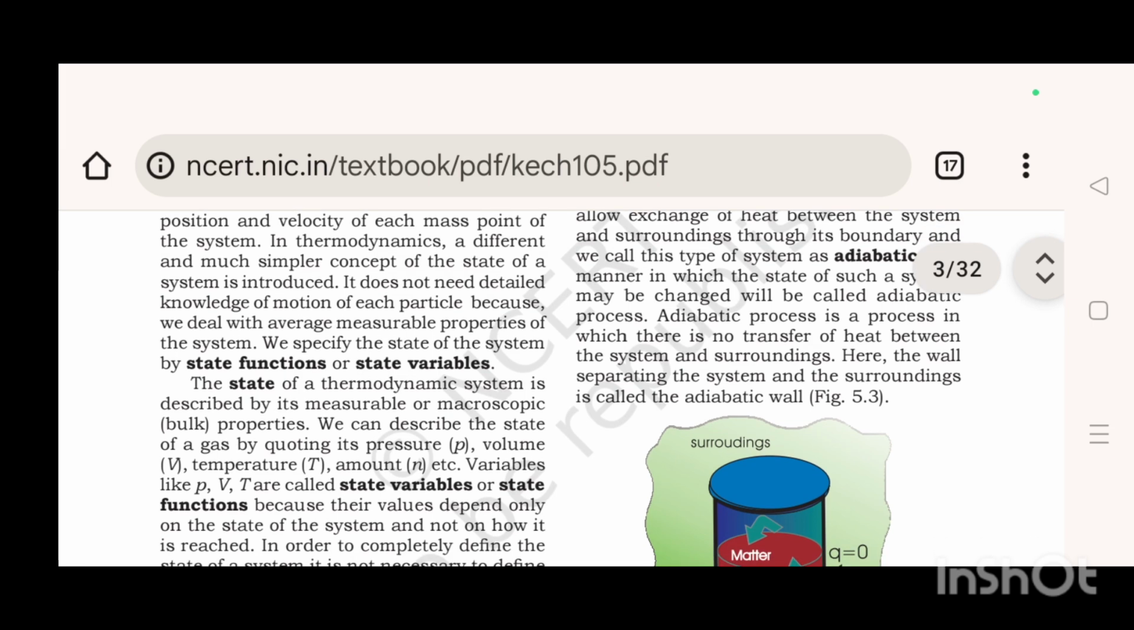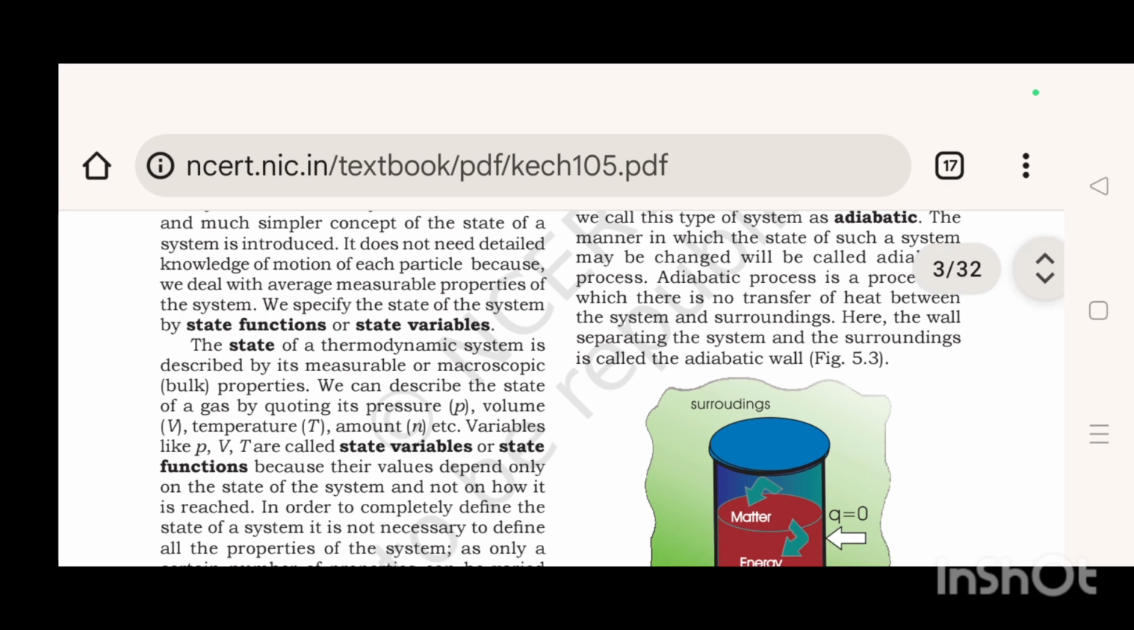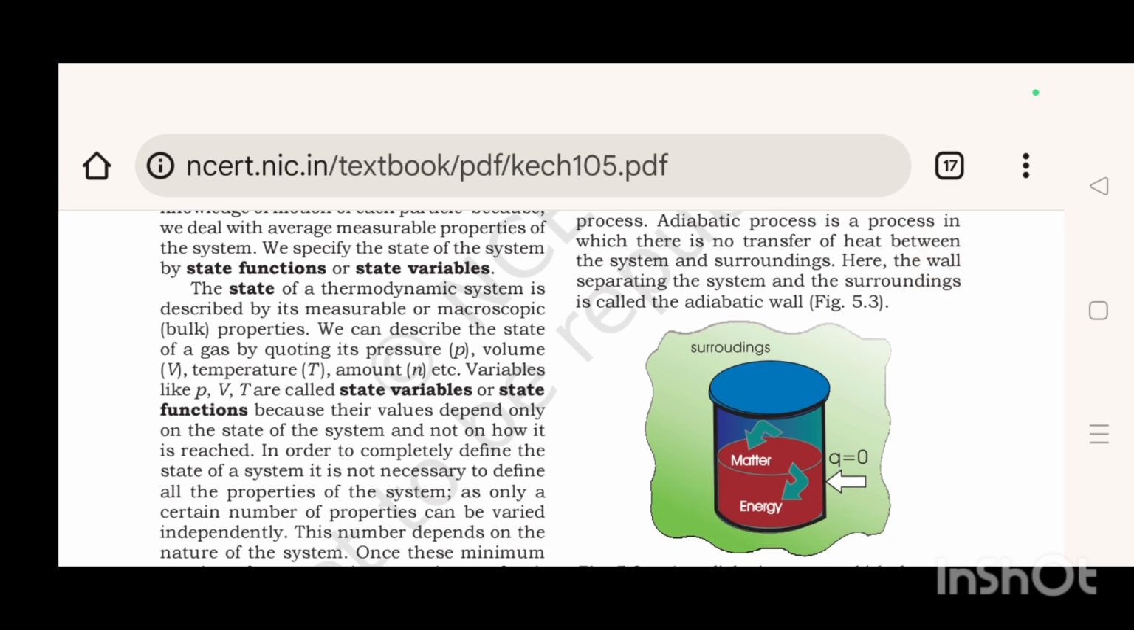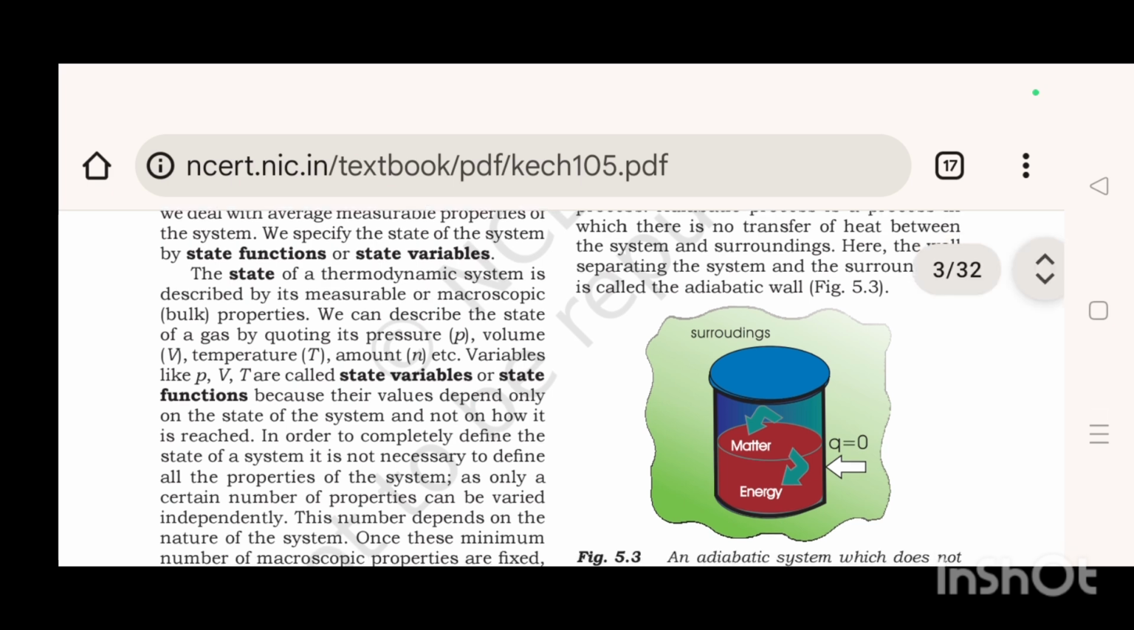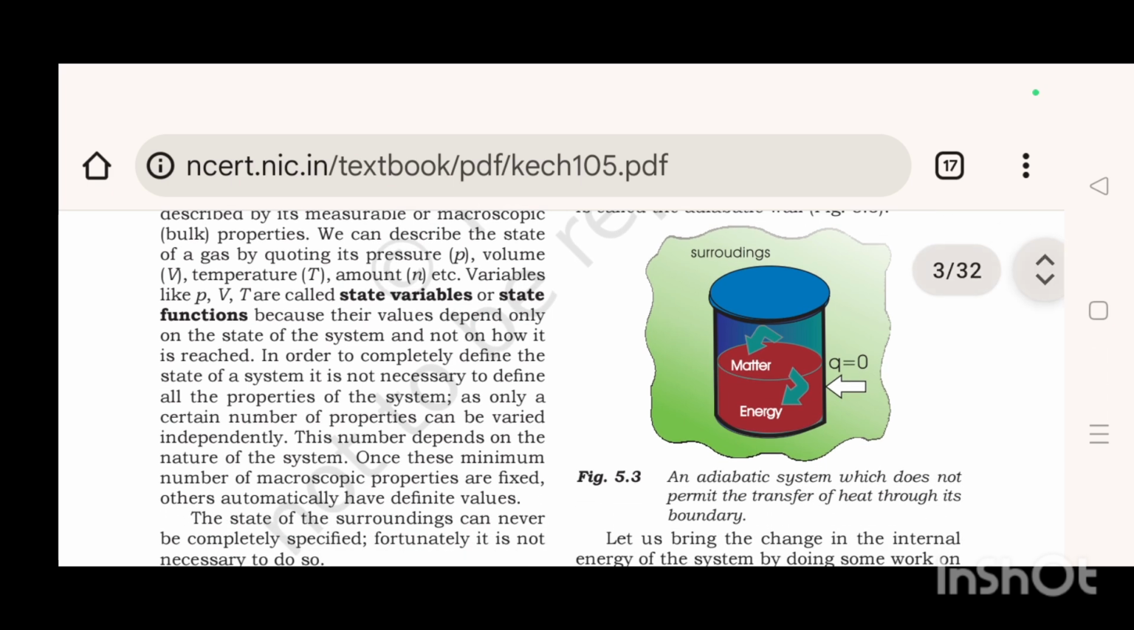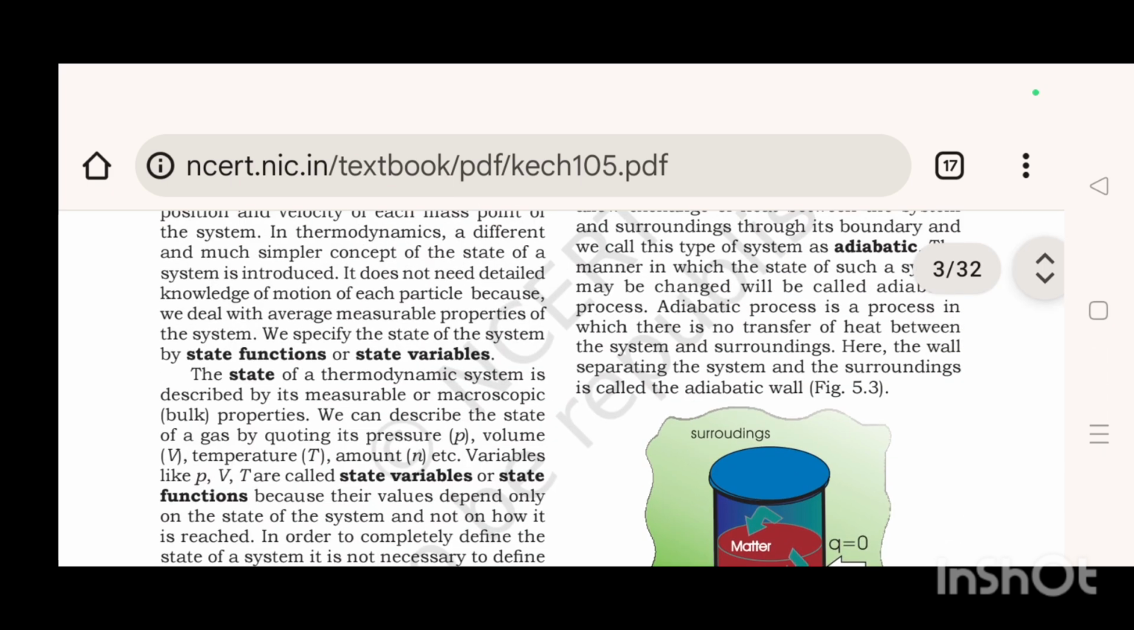The state of a thermodynamic system is described by its measurable or macroscopic properties. We can describe the state by quoting its pressure, volume, temperature, amount, etc. Variables like pressure, volume, temperature are called state variables or state functions because their values depend only on the state of the system and not on how it is reached. In order to completely define the state of a system, it is not necessary to define all the properties of the system, as only a certain number of properties can be varied independently.